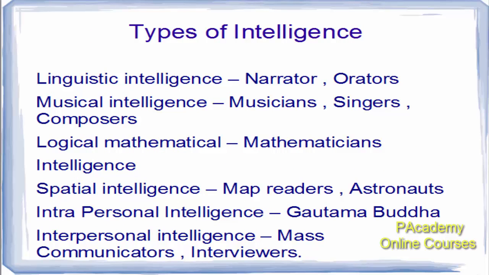The different types of intelligence are linguistic intelligence. Such kind of intelligence is possessed by narrators and orators. It deals with the ability of speech and the power of words. All the intelligences listed here are possessed by almost all human beings. And the degree to which a certain intelligence is more or less in certain humans leads to a person becoming a singer, a mathematician or a narrator.